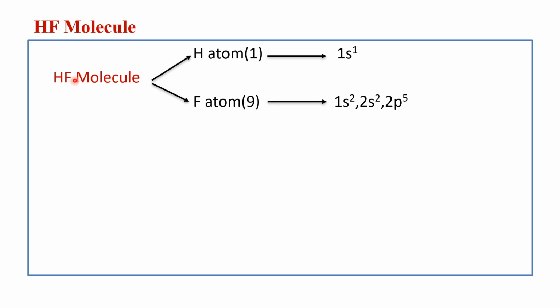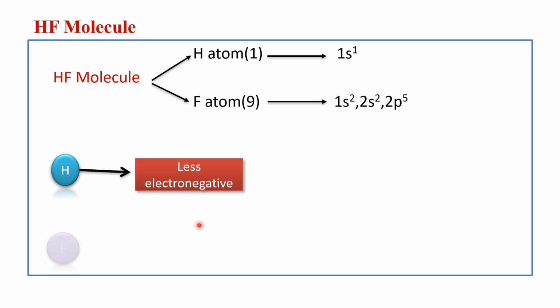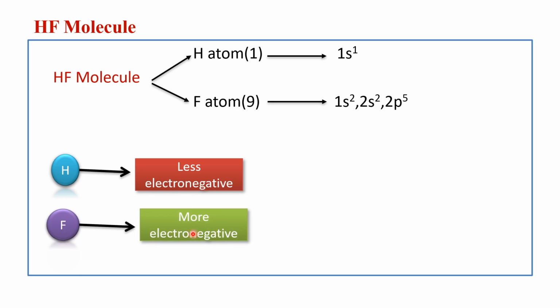Now, in case of this HF molecule, the first atom, or we can say the hydrogen atom, is less electronegative than the fluorine atom. So we can write: the hydrogen atom is the less electronegative atom, whereas the fluorine atom is the more electronegative atom, right?